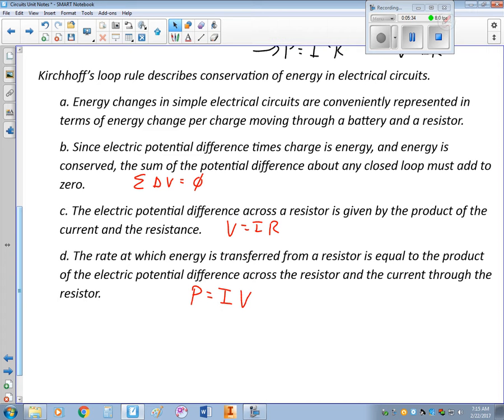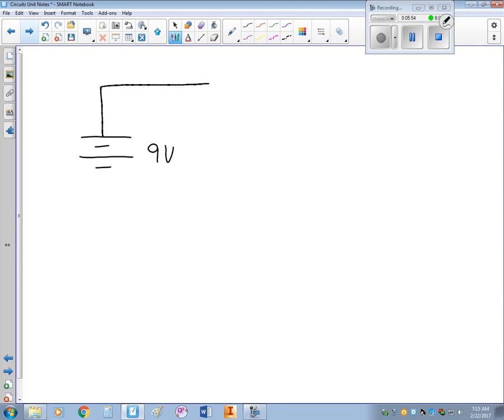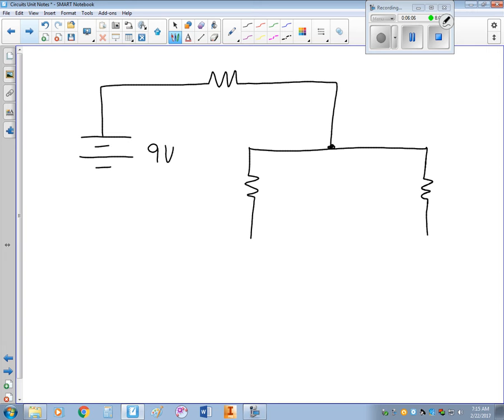Okay, let's work through a sample problem to get a little bit of math in. Let me draw a circuit here, and if you want to, you can use the back page of your notes for this. So here's my battery. I'm going to say that it's a 9-volt battery. For my closed loop circuit, I have one resistor up here. I'm going to have a junction, two resistors, and another junction for this to return to the battery.